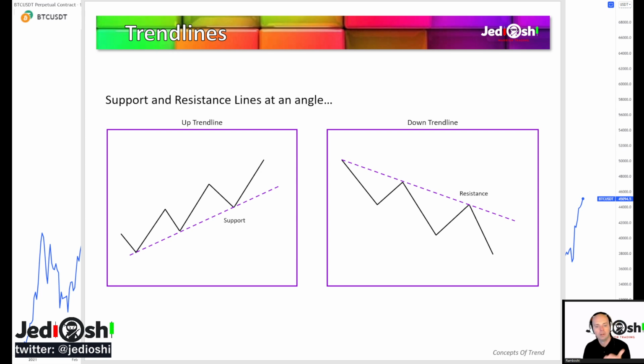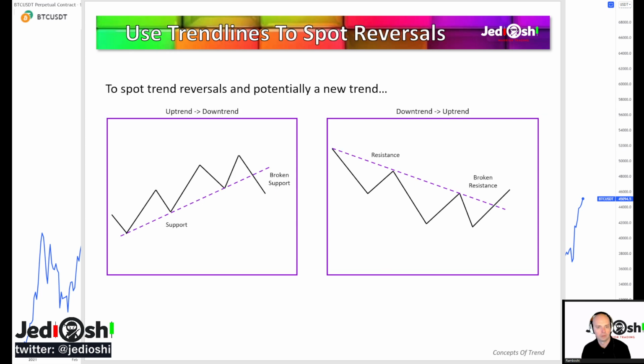This is what it looks like in an uptrend, with support on the bottom. In a downtrend, resistance is along the top. So that's all you really need to know about that. Dynamic trend lines, aka trend lines, are basically support and resistance lines at an angle. Okay, let's go to the next one.